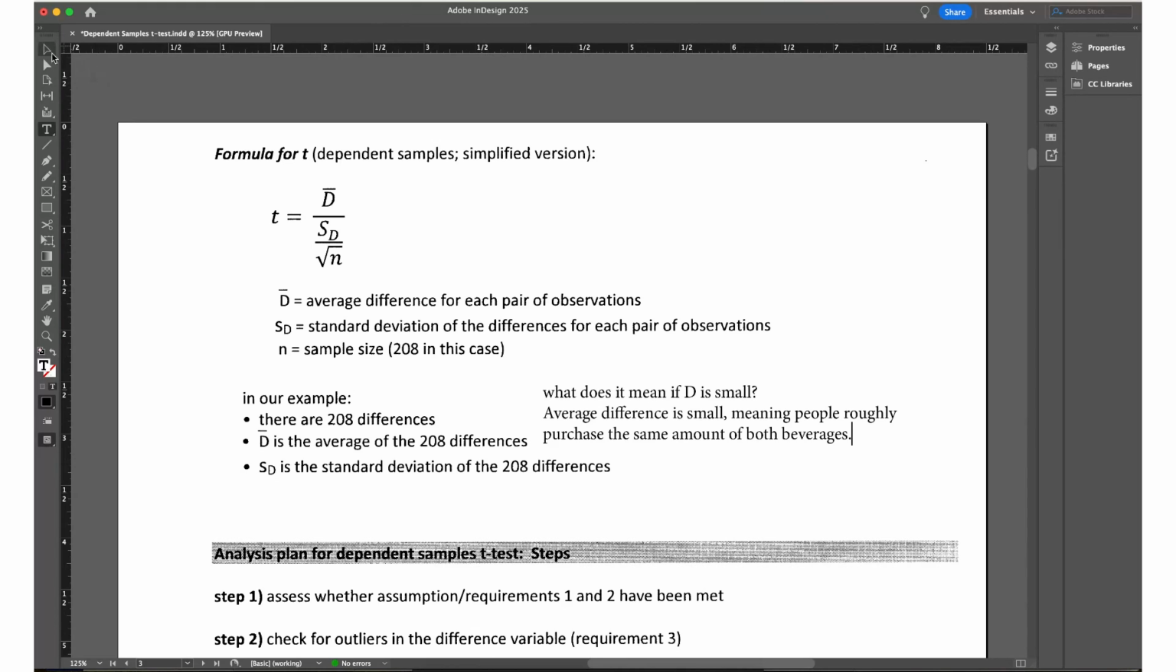And so from performing this calculation, we get a value for t. And just like the independent samples t-test, we will reject the null hypothesis if the value is large, and we will fail to reject the null hypothesis when it's small. All right, in the next video, let's continue with our analysis.